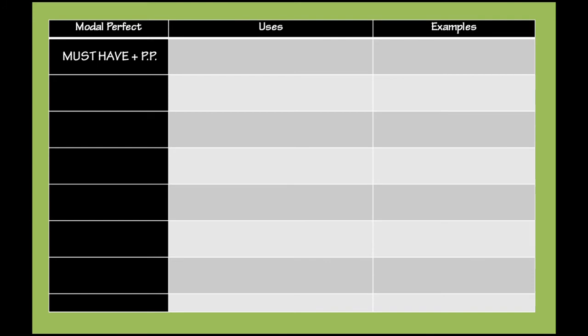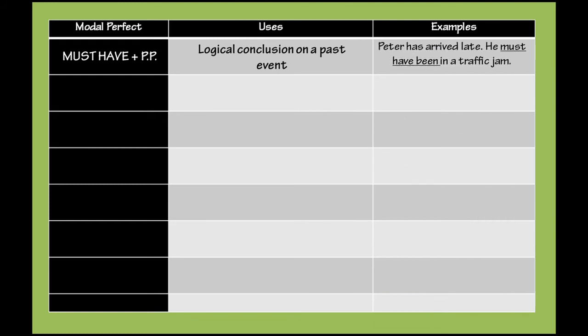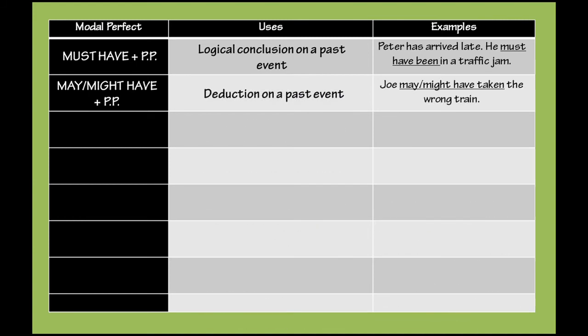Must have plus past participle of the verb. Logical conclusion on a past event. Peter has arrived late. He must have been in a traffic jam. May or might have plus past participle of the verb. Deduction on a past event. Joey may or might have taken the wrong train.